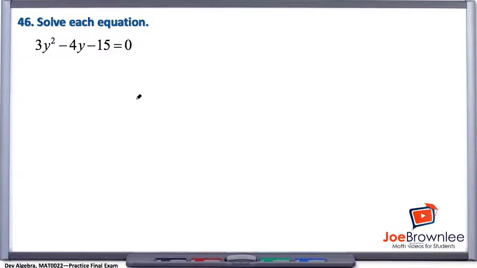Number 46, we're told to solve the equation. We have 3y squared minus 4y minus 15 equals 0. So notice we've switched now and we're dealing with an equation, which means at the end of all of our work, we should have y equals some number. We're getting a solution. But because this is a quadratic equation, we should actually have two solutions, right? Y equals some number, y equals some number.